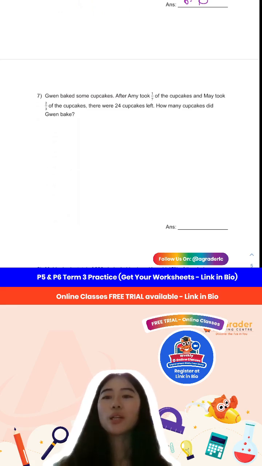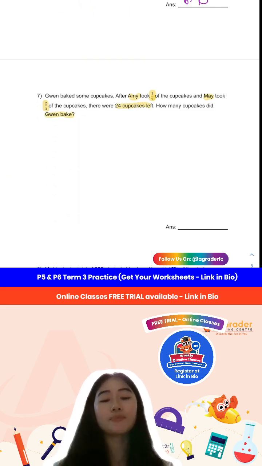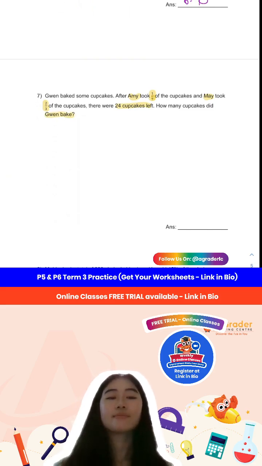Okay, let's move on. So next one, Gwen baked some cupcakes. After Amy took 1/7 of the cupcakes and May took two-thirds of the cupcakes, there were 24 cupcakes left. So how many cupcakes did Gwen bake at first? So let me know your answers. This one you need to do a bit of calculation, a bit of working.